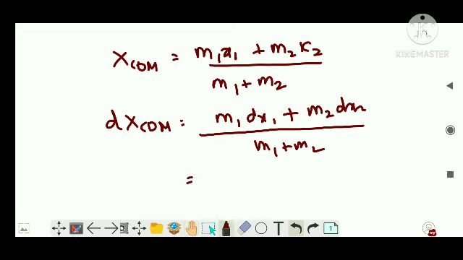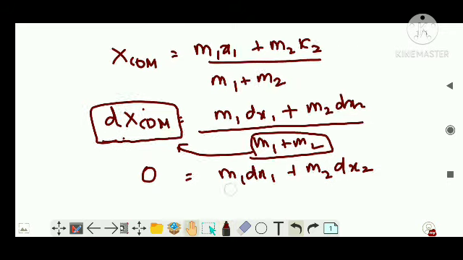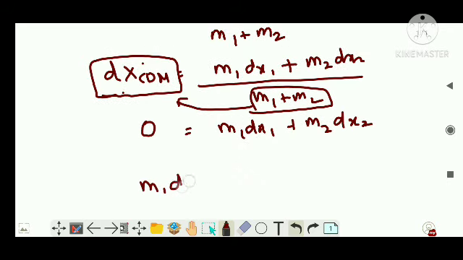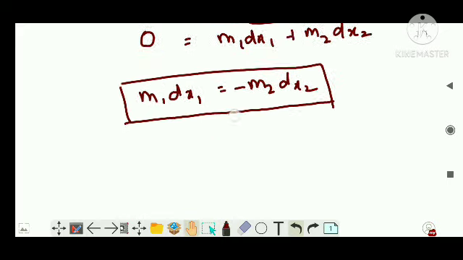So I can write here, in this question you are told that the center of mass shouldn't change, means that this dx should become 0. There is no change in the center of mass. So M1 dx1 plus M2 dx2 will be equal to 0, because this will also be equated to 0 now. So I can write M1 dx1 is equal to minus M2 dx2. This is the equation which is very helpful while doing this problem.